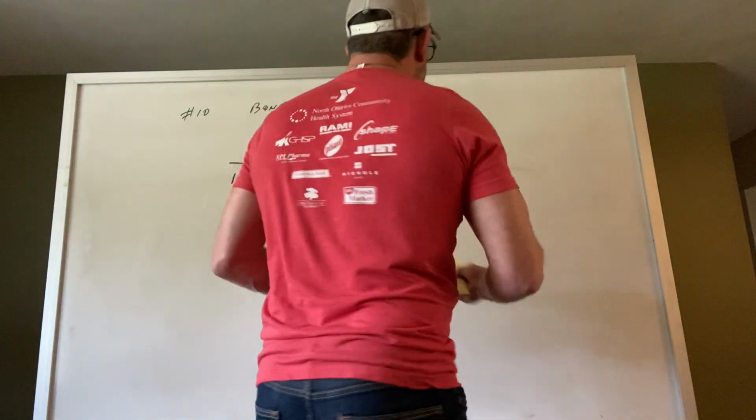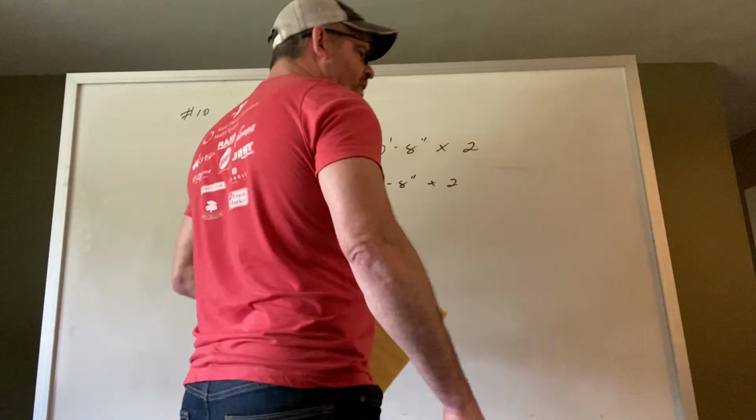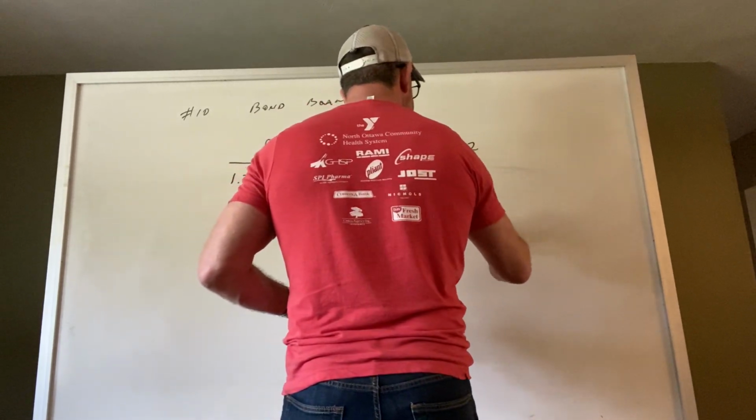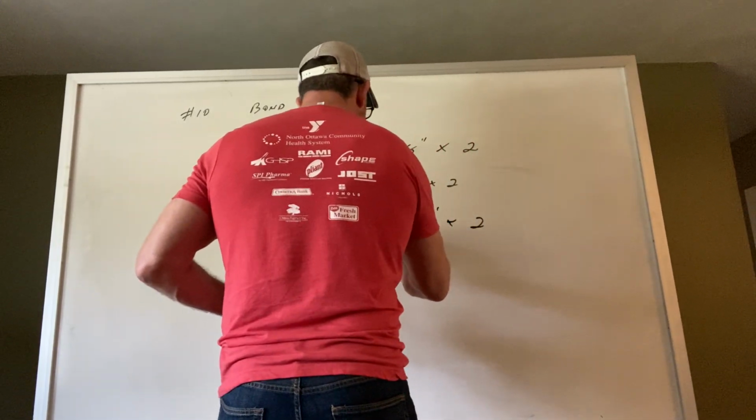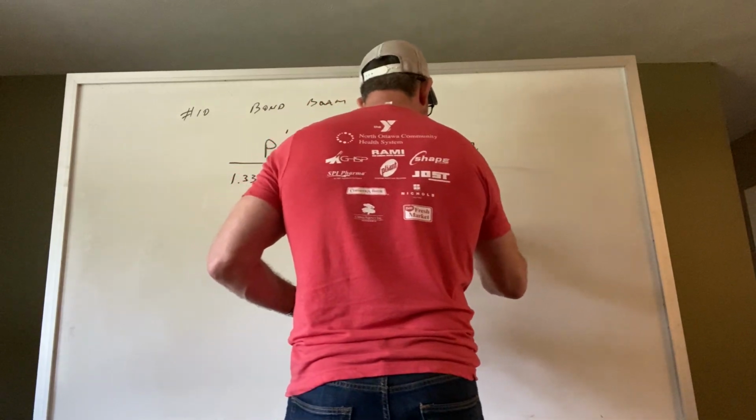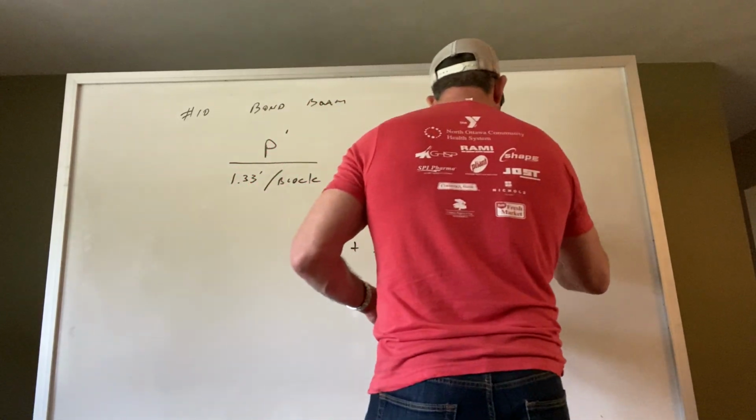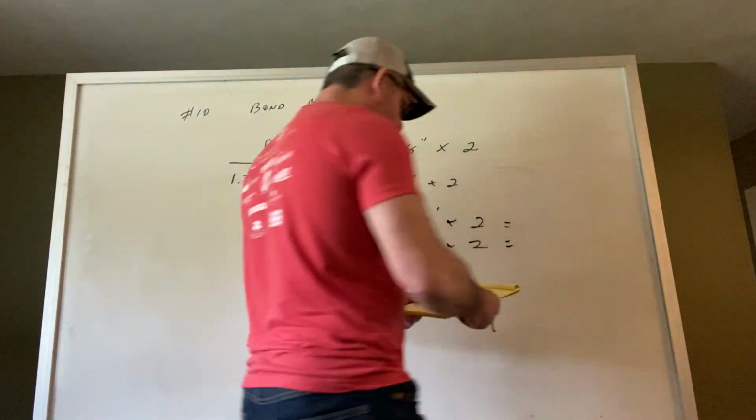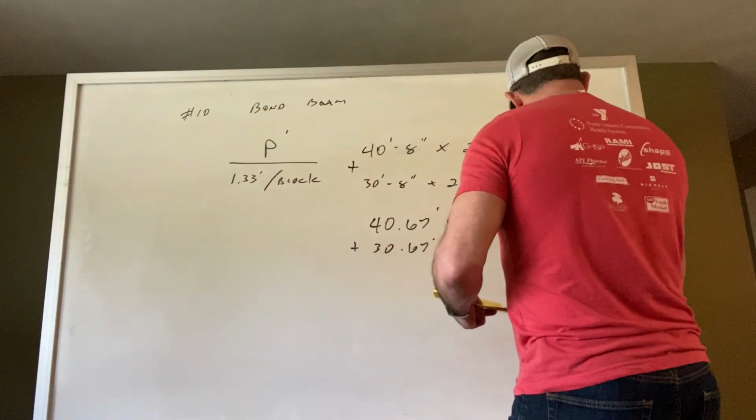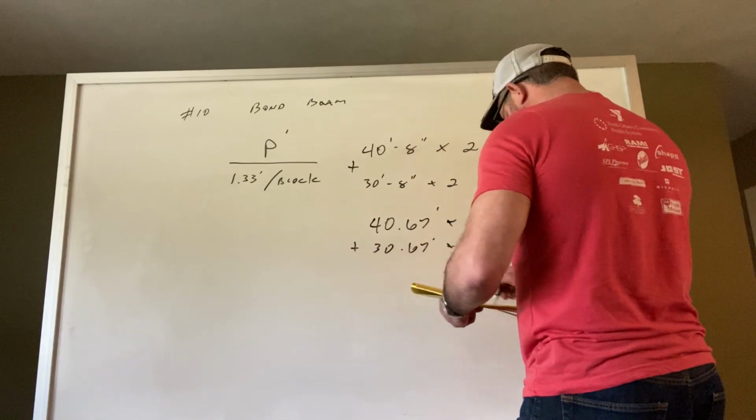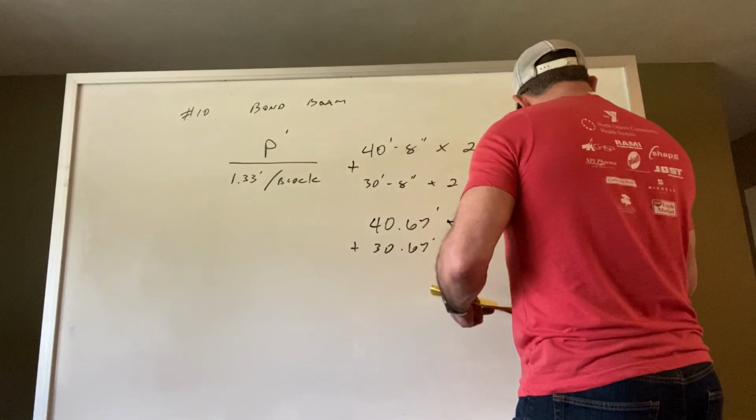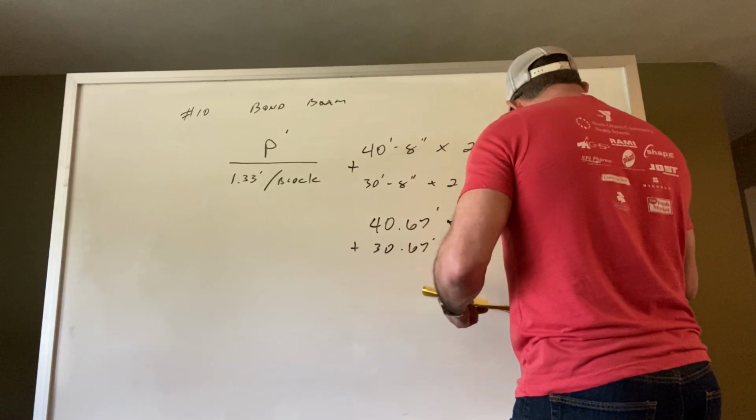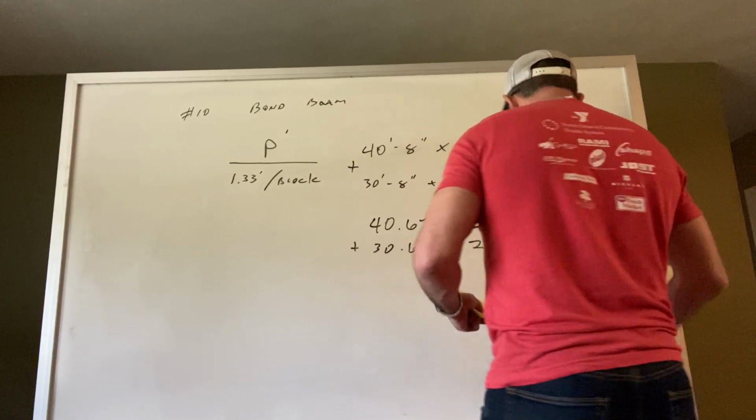So we can see this, and by adding those two together, we're going to get our perimeter. We have to convert them to feet. 40.67 feet times 2 plus 30.67 feet times 2 equals. Again, you should have your calculator. You should be following along with me. That is going to be 81.34 feet. That is going to be 61.34 feet, which gives me a grand total when I add them together of 142.68 feet.